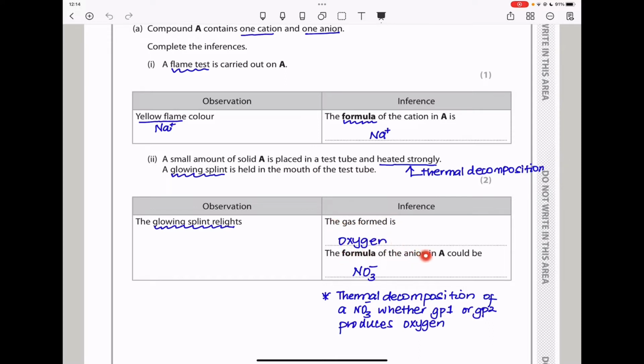And the formula of the anion in A, of course at international A level, the only anion that is going to bring out oxygen is going to be a nitrate. Remember, this is thermodecomposition of a nitrate. And since this is a group 1 nitrate, sodium nitrate, it should be able to produce oxygen as well. Remember, thermodecomposition of a nitrate with a group 1 or group 2 will produce oxygen.